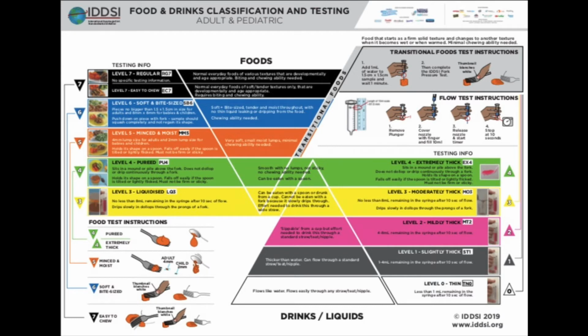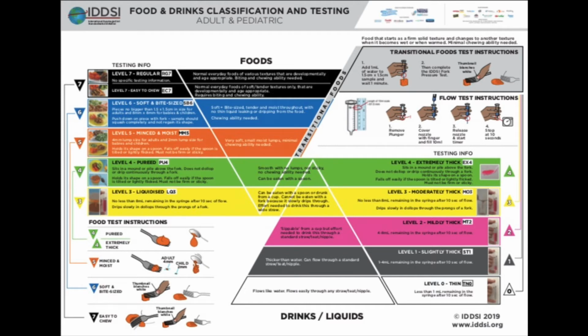Level 3 is the moderately thick consistency. Here you'll have no less than 8 milliliters remaining in the syringe after 10 seconds of flow. It drips slowly and dollops through the prongs of a fork. This consistency is the same as the liquidized consistency of food. So the liquid or drink, you will need effort to drink this through a straw.